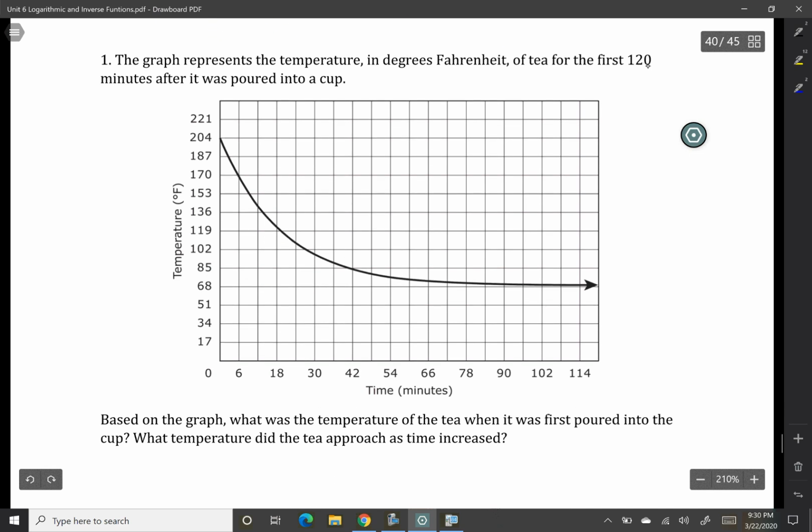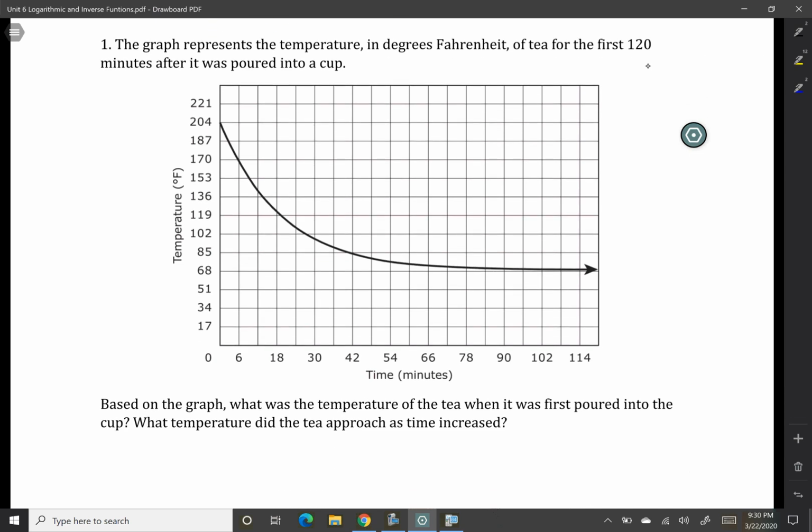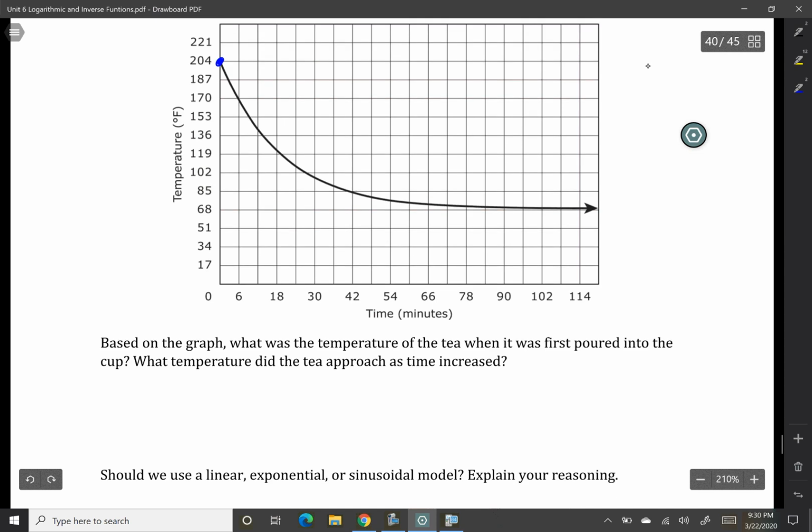So let's take a look at number 1. Number 1 gives us this graph of an exponential model. It talks about the temperature of a cup of tea when it's poured into a cup. And we can determine a lot of things about this cup of tea just by looking at this equation. It says, based on the graph, what is the temperature of the tea when it's first poured in a cup? That's the initial temperature, so that's at time 0. So we'll say about 204 degrees Fahrenheit. That's the initial temperature.